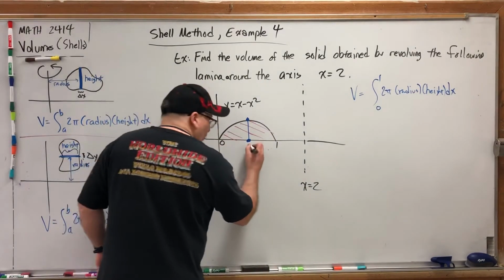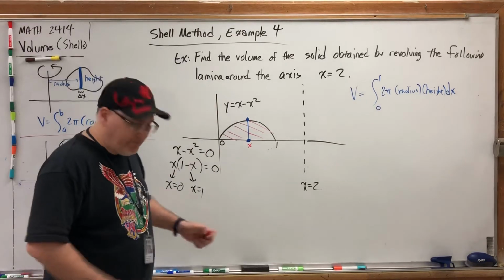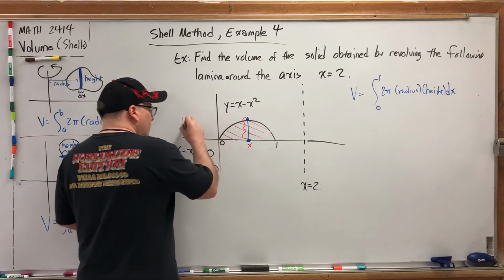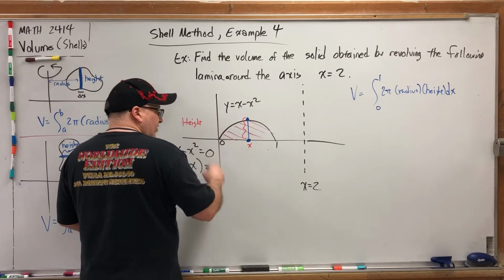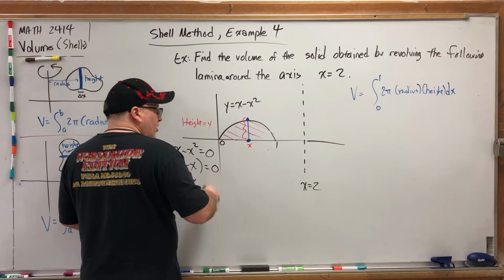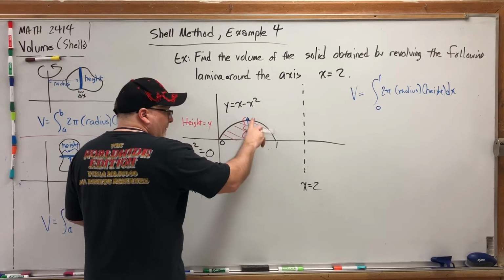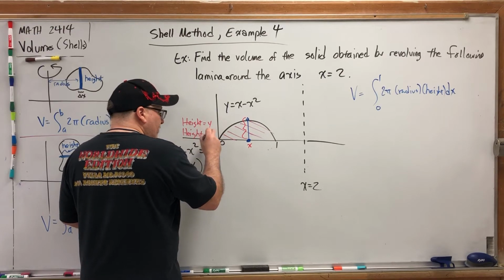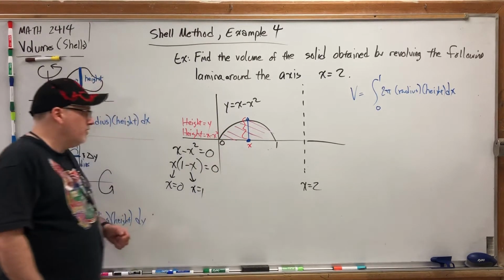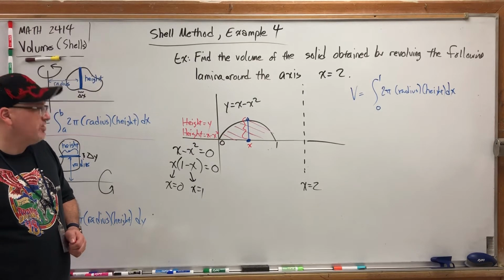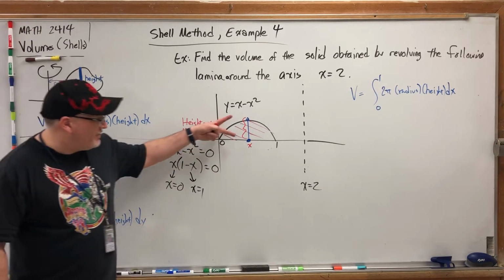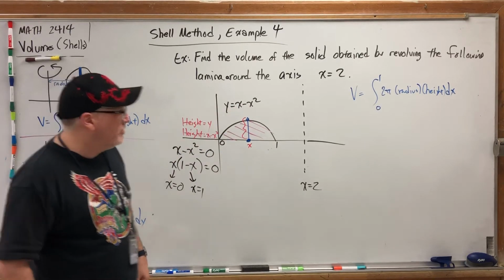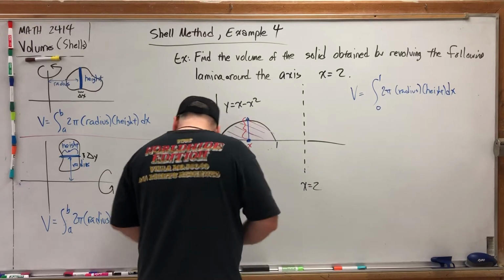If we pick some random x value here to cut, our height is going to be this distance. But that's just the y-coordinate there. At that point on the graph, y is equal to x minus x squared. So that's what our height is going to be. This y-coordinate, based on this x, would be x minus x squared. So hooray for that, that wasn't too bad.